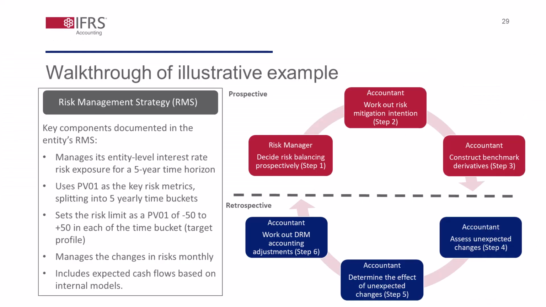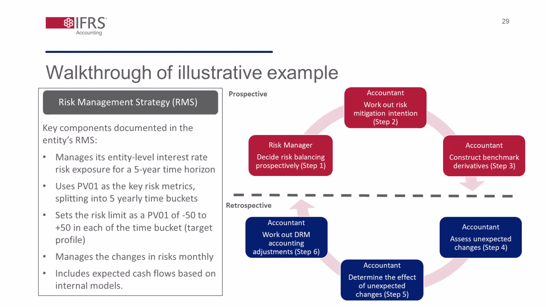In order to apply the DRM model, an entity shall first determine its interest rate risk management strategy. This is expected to be stable throughout the life of the DRM model and documents most of the assumptions and decisions needed. For illustration purpose, we assume an entity manages its entity-level interest rate risk exposure for a 5-year time horizon, using PV01 as the key risk metric, split into 5 yearly time buckets. The entity decides to set its risk limits as a PV01 of -50 to +50 in each of the time buckets, which is effectively the target profile.